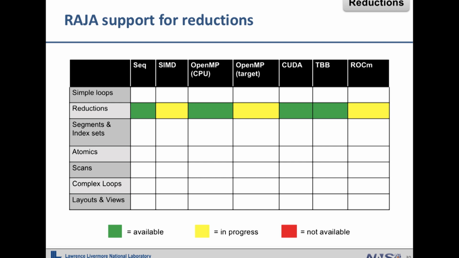So in our traffic light chart, the reductions are all fully baked on the sequential, OpenMP CPU, CUDA and TBB backends. Then we have some work going on to get SIMD, OpenMP 4.5 target and the ROCm reductions up and running.